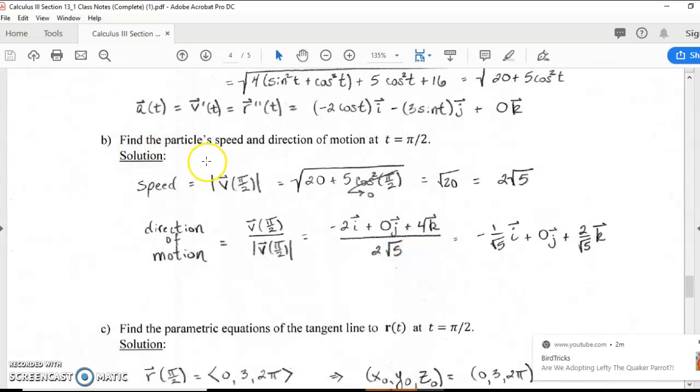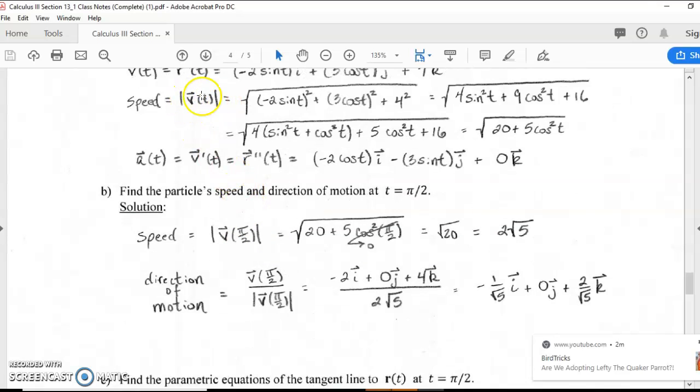So in part B, let's find the particle's speed and direction of motion at t equals pi over 2. That just means plug in t equals pi over 2. So we already have speed at any time figured out. All we have to do is plug in pi over 2 into our formula for speed. So cosine of pi over 2 is 0, so cosine squared of pi over 2 is also 0. So we have just the square root of 20. 20 is 4 times 5, so that's 2 times the square root of 5 when I take the square root of 4.